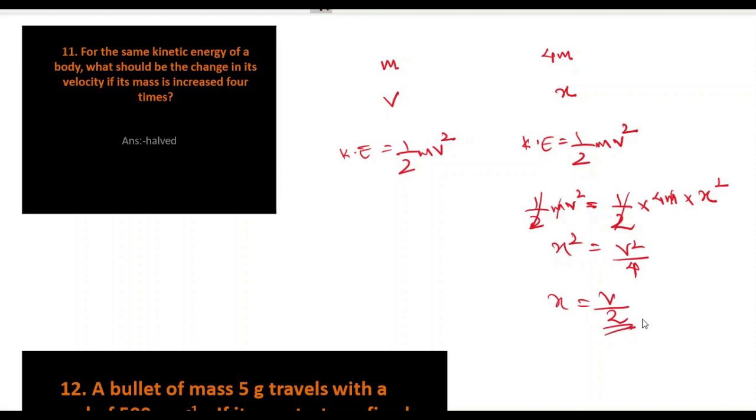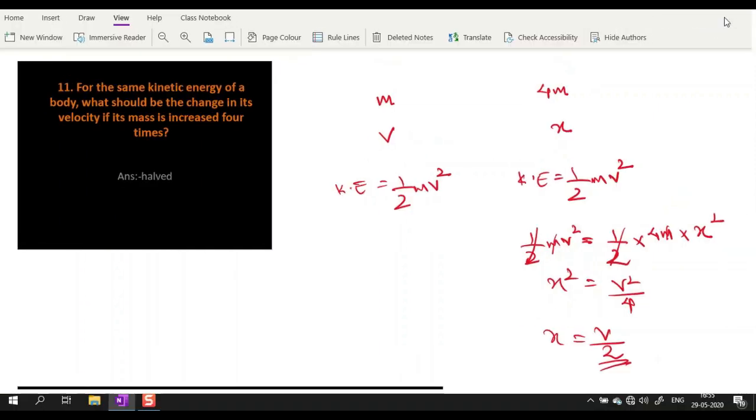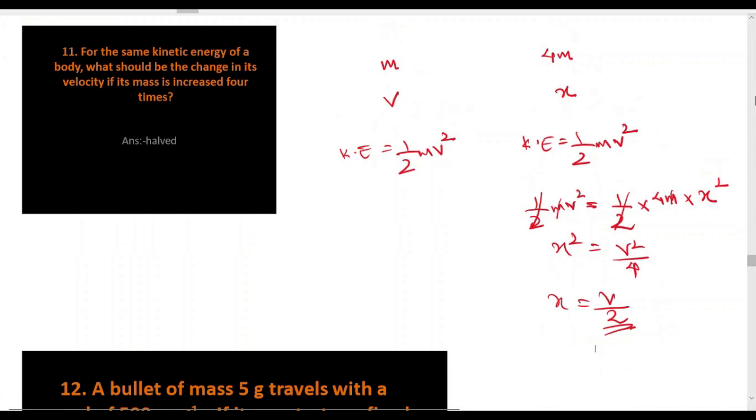So x becomes v by 2, meaning the new velocity for which the kinetic energy remains the same is half the original velocity. So if the mass becomes 4 times and the velocity becomes half of its original value, then the value of kinetic energy will remain unchanged.